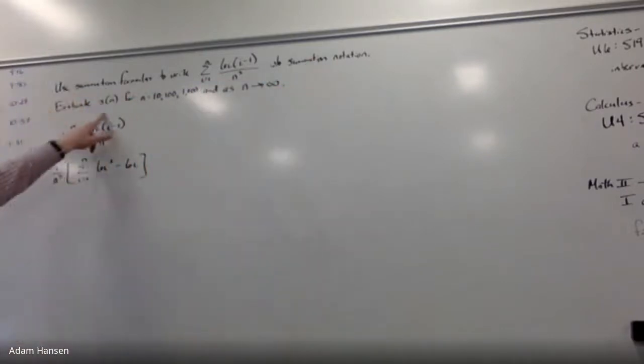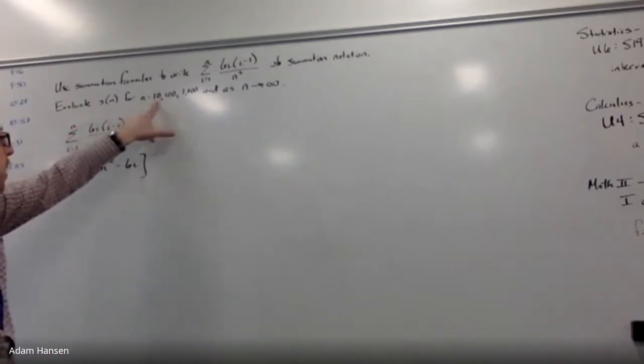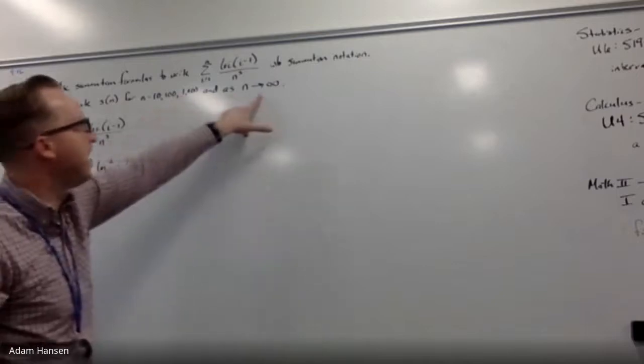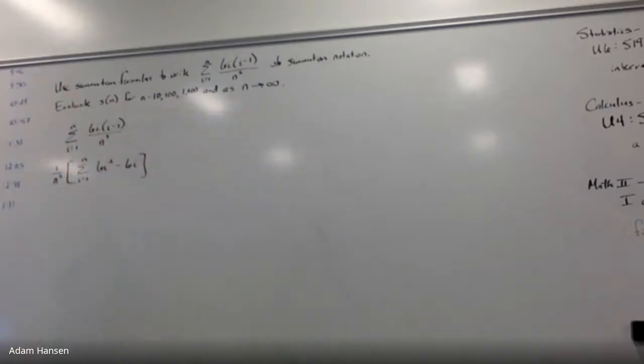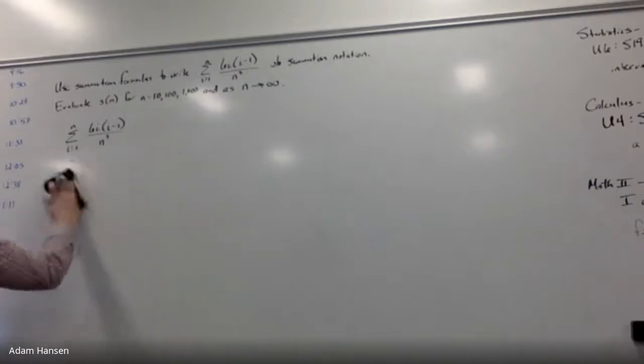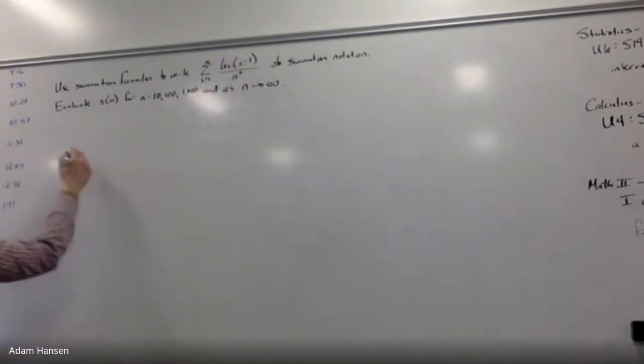Then we're going to evaluate that formula, call it S of n, for an upper bound of 10, 100, 1,000, and as n approaches infinity. Rewrite the summation without the summation notation, and then evaluate it as n approaches 10, 100, 1,000, and as n goes to infinity. So let's first begin by rewriting this.